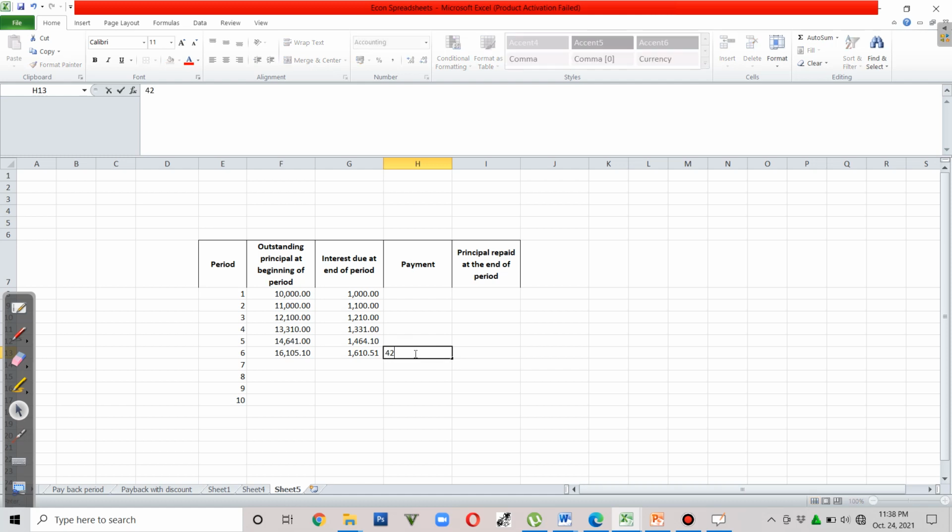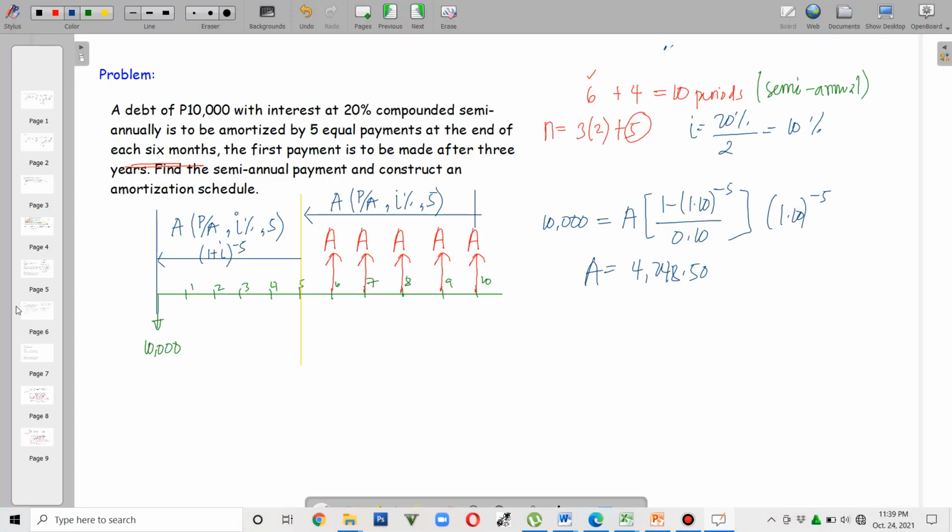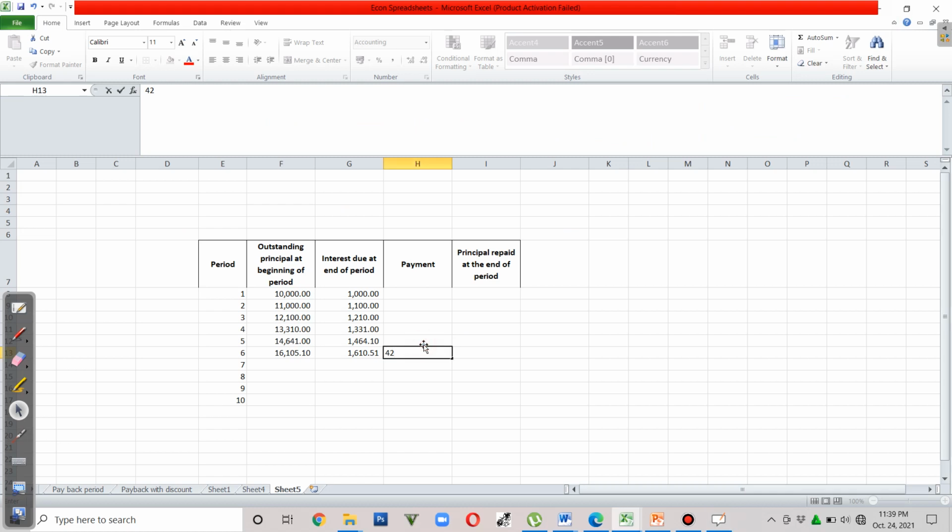So the computed amortization is 4,248.5. Yan, hanggang sa 10 yan. So perhaps you can just copy yan hanggang dito sa 10, no? So, ganon. Just similar to the first problem. Yung payment, bawasan mo lang nung interest due dito. Okay.